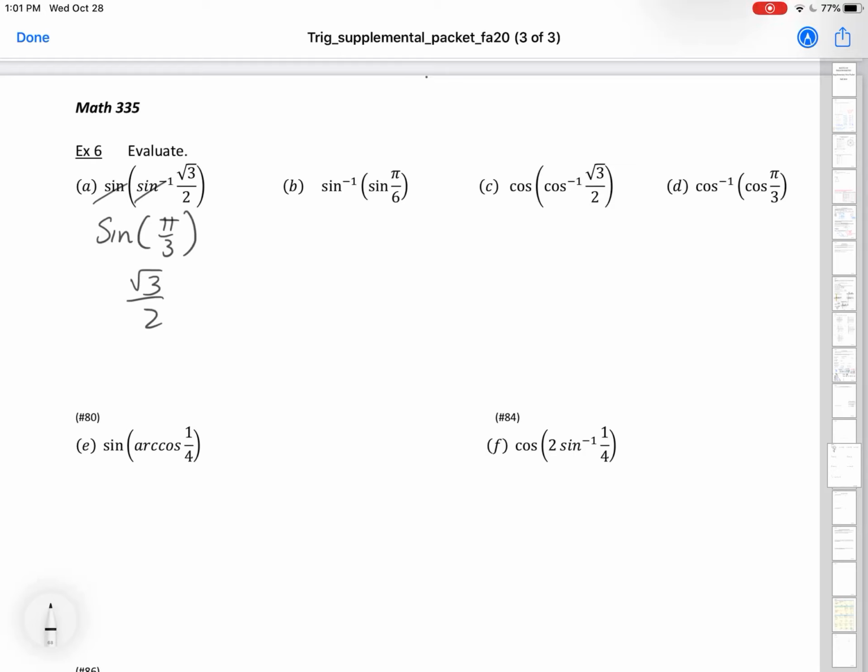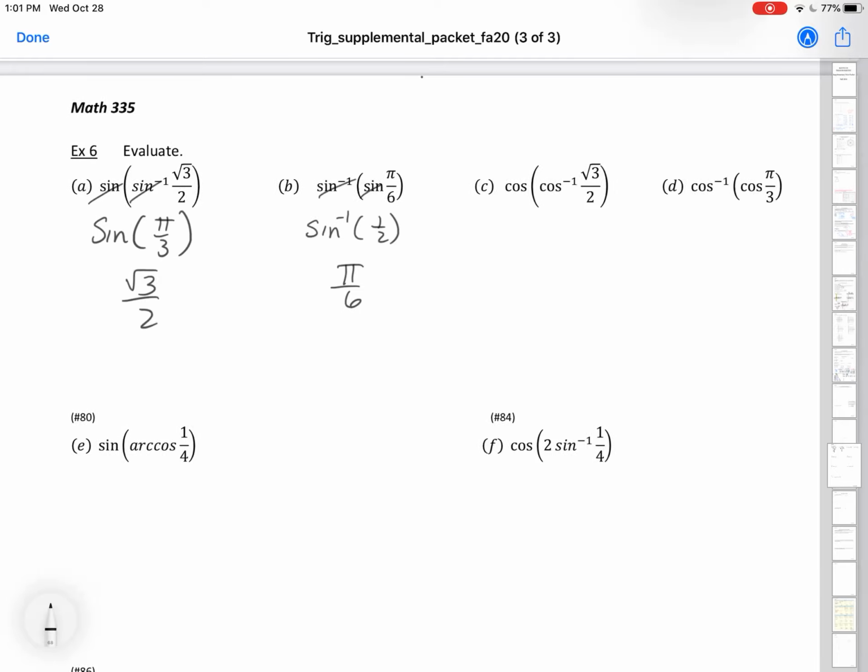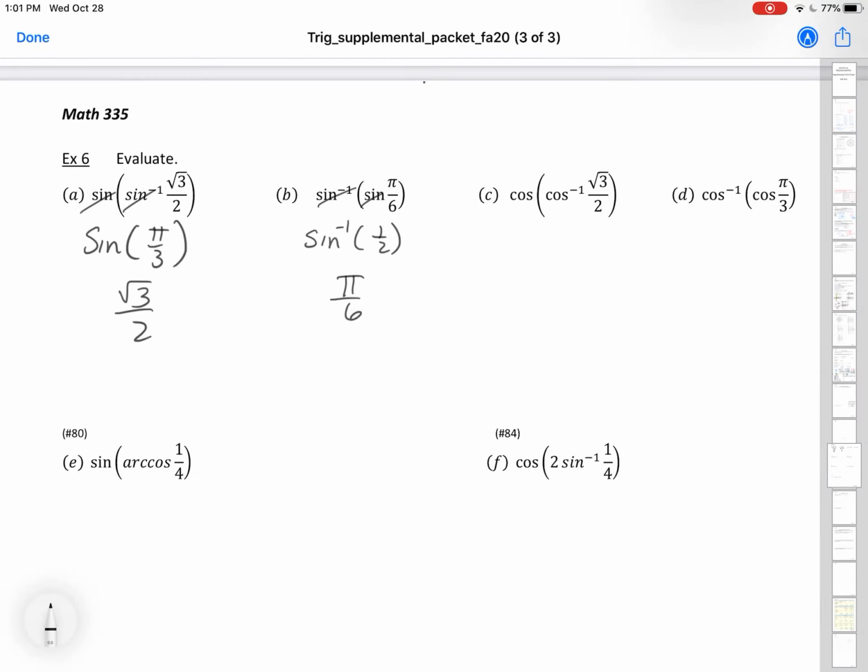How about here? Sine inverse of sine of pi over 6. That's the sine inverse of 1/2. Sine inverse of 1/2 is absolutely pi over 6. It's doing what an inverse should do. How about here? Cosine inverse of root 3 over 2. That would be pi over 6, and cosine of pi over 6 is root 3 over 2. So it did exactly what it should do.